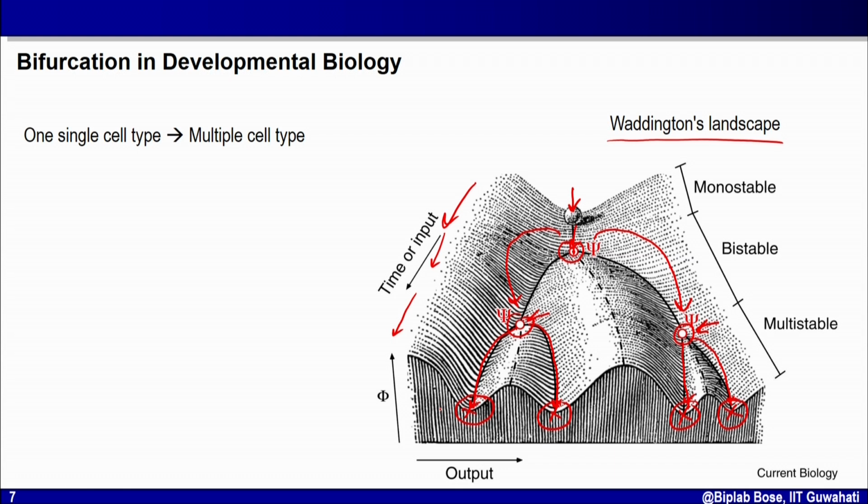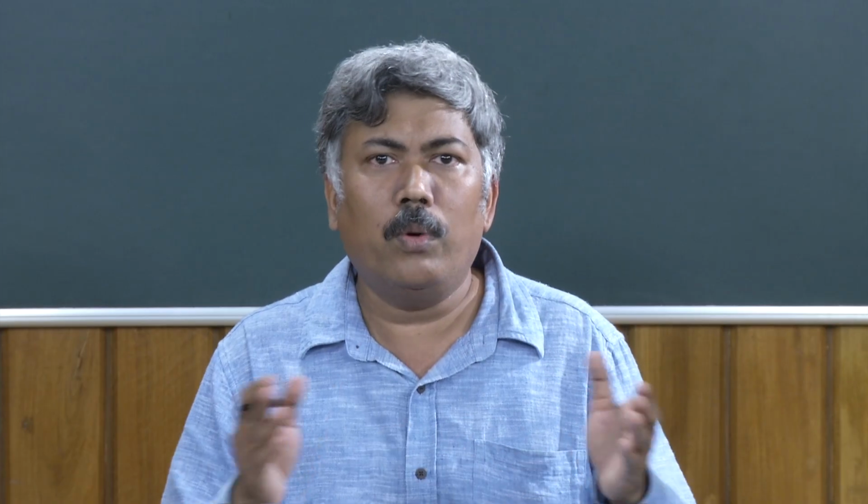So using the concept of bifurcation, we can easily understand that from one single cell type, as time progresses and the input signal or parameter value changes, the system goes through multistable or bistable situations. As we go through these situations, cells will bifurcate and move into one of these stable steady states, and they will differentiate into different cell types.